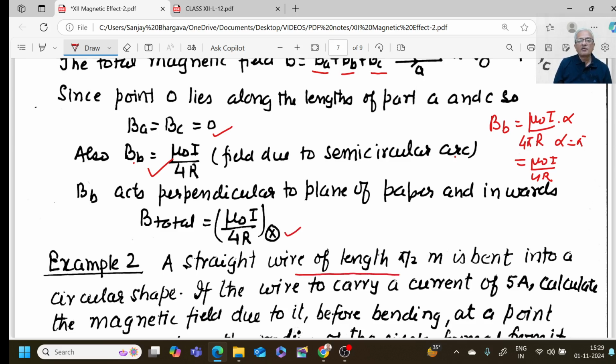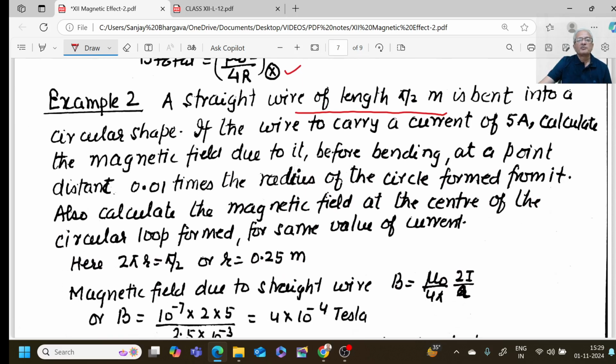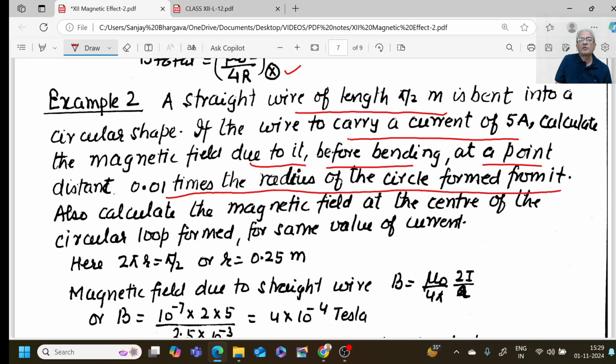A straight wire of length pi by 2 meter is bent into a circular shape. If the wire is to carry a current of 5 ampere, calculate the magnetic field due to it before bending at a point distant 0.01 times the radius of the circle formed from it. Also calculate the magnetic field at the center of the circular loop formed for the same value of current. Here the wire is bent into a circular shape, so 2 pi r, the circumference, must be equal to the length of the wire. This gives me the radius as 0.25 meter.